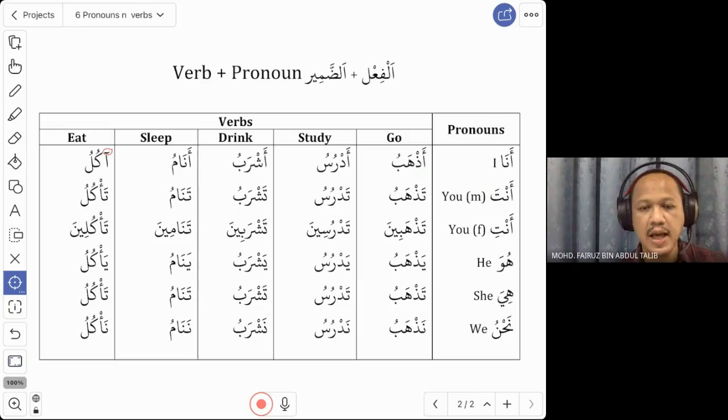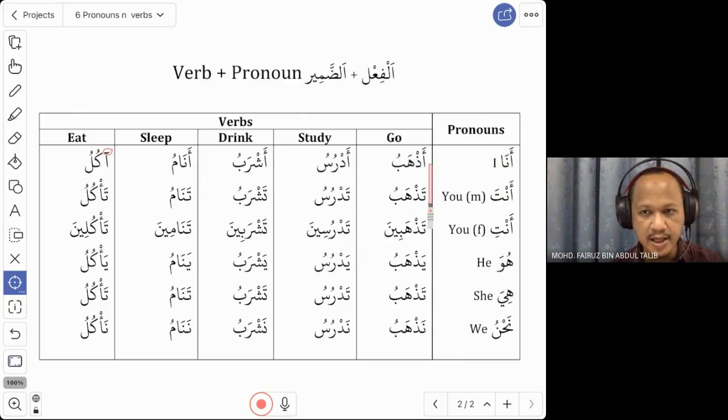So you say ana azhab, ana adrus, and so on. Ana akul. But actually, you can skip this word ana. You can just say azhab. Because you start with a, everybody understands it is I. So you don't have to say ana azhabu anymore. You can just say azhab. Azhab means I go.